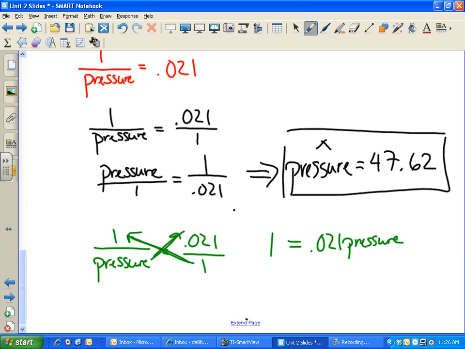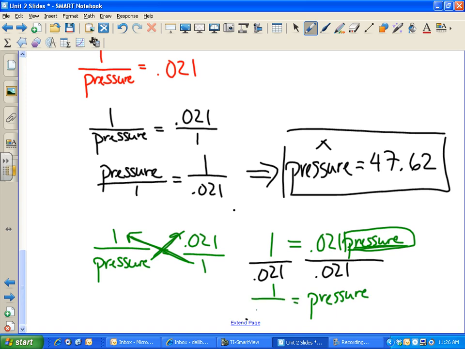Remember, I'm solving for pressure. That's a variable. Maybe call it P if that makes you more comfortable. So if I need pressure alone, this thing right here, that means I need to get rid of that 0.021. It's being multiplied, so I would divide to get rid of that. And that's how we ended up right where we saw previously. Pressure equals 1 over 0.021. That's where I started. That's where I got right here. So there's a quick review of your cross multiplication.